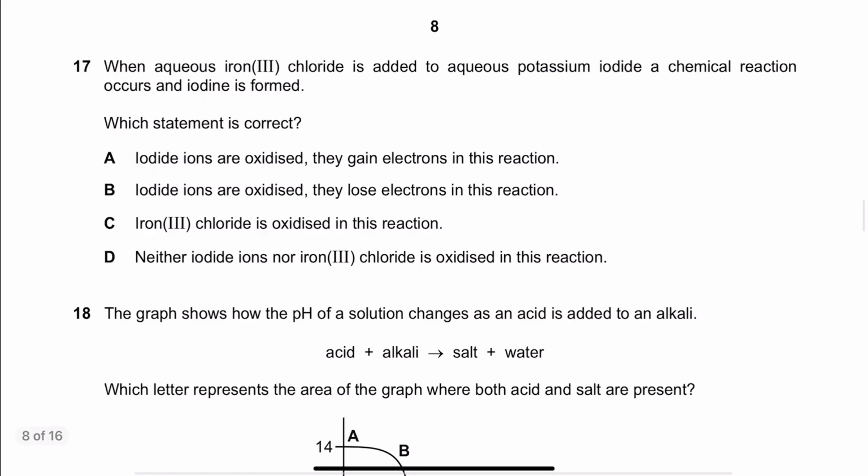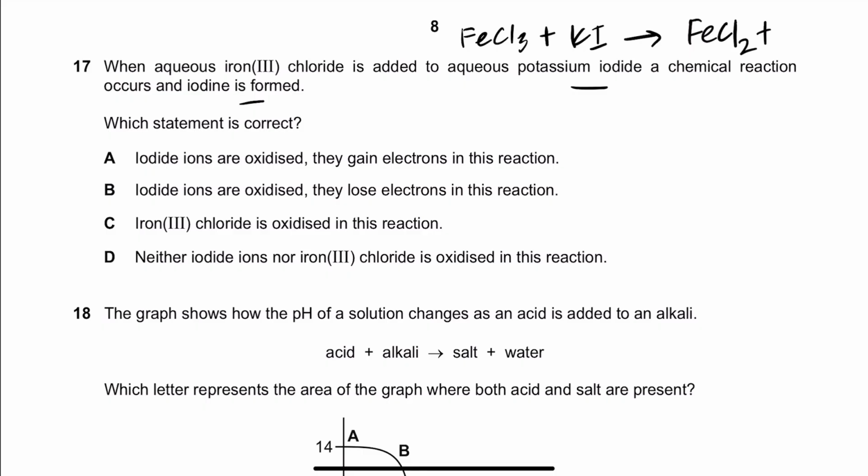Now, it says when aqueous iron 3 chloride is added to potassium iodide, a chemical reaction occurs and iodine is formed. Which statement is correct? Now, guys, even if you don't know the reaction, I'm going to write this reaction for you. You have iron chloride plus potassium iodide, and it will form iron chloride twice, plus you will have KCl plus I2, iodine being formed.